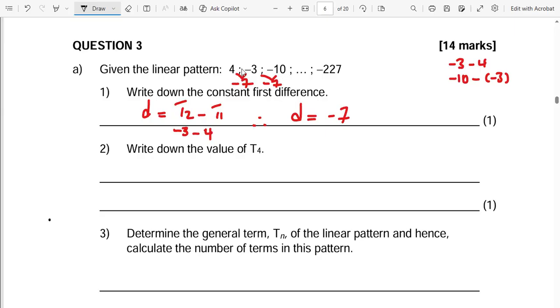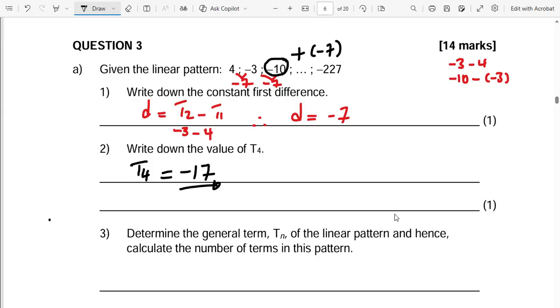So you can see that this sequence is a decreasing sequence, right? It's descending. Okay, so now, since it's descending, we're going to take this term here, the minus 10. We're going to add minus 7, the constant difference, which gives us T4 to be what? Minus 17. So I'm going to write this down and say T4 is minus 17.